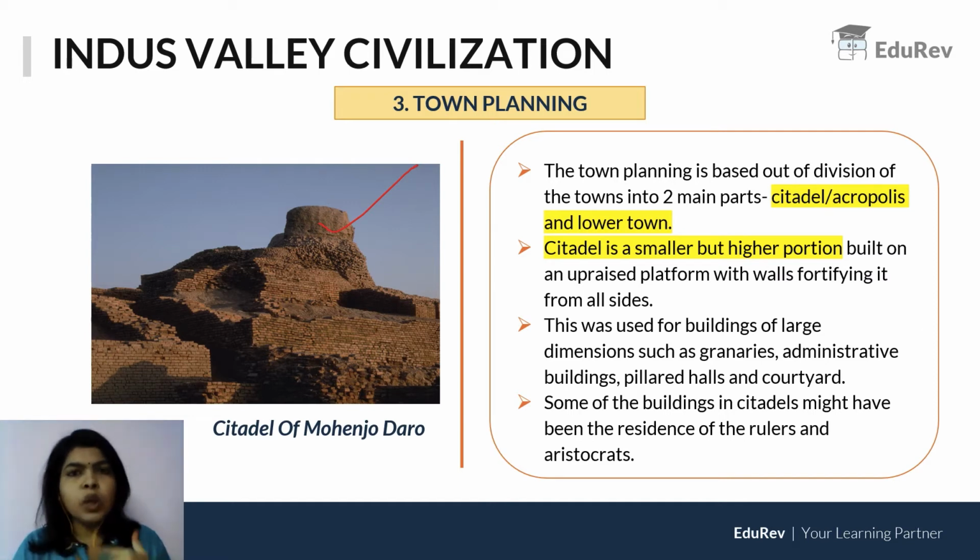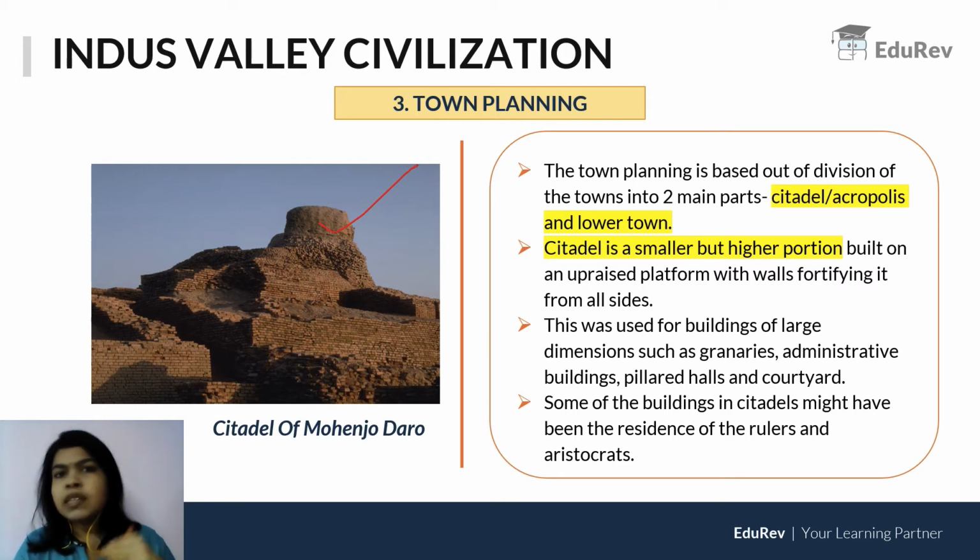Now the citadel, watch from the picture given here, is a very small structure constructed on a higher platform, an upraised platform with walls fortifying it from all sides. Maybe people from the rich and aristocratic circles had this as their place of residence. This was also used for buildings of large dimensions, such as granaries, or maybe some administrative buildings. These might have been used for these purposes also.